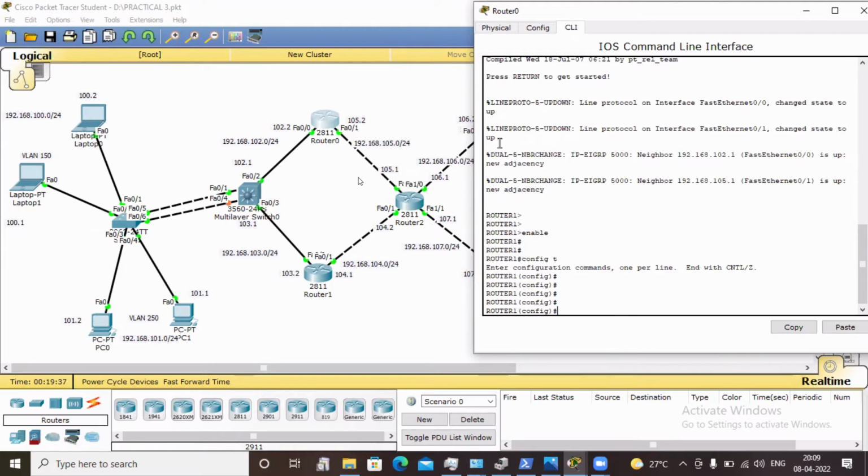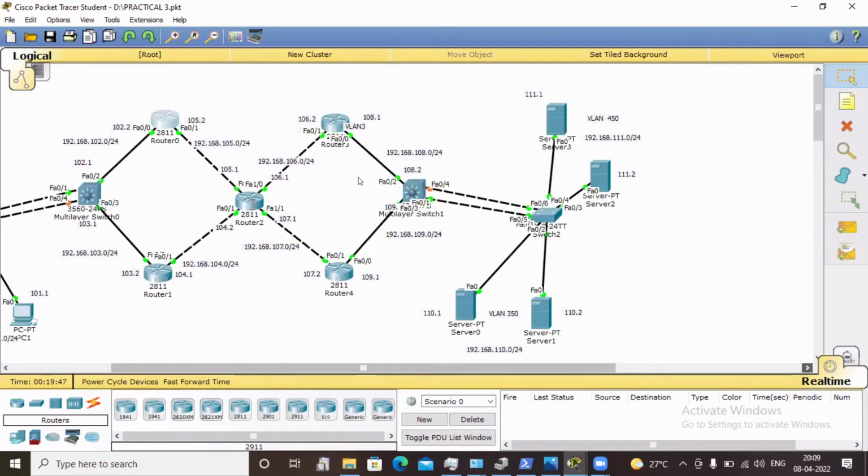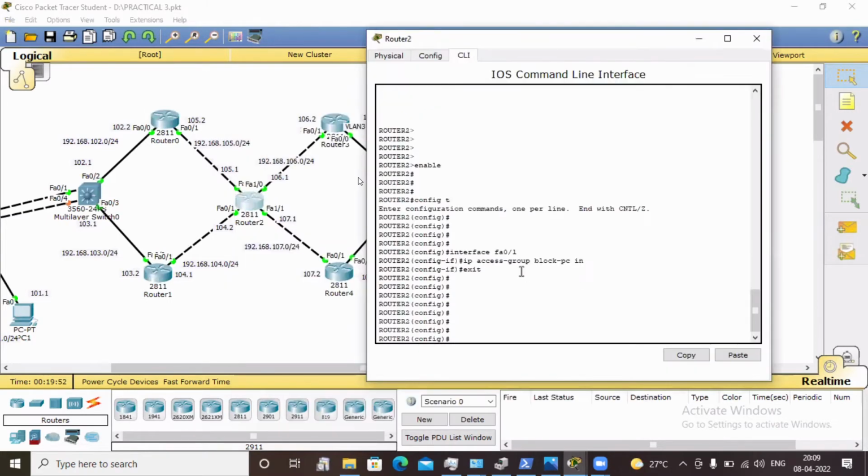Are you on the interface? Are you on router 0? Yes, router 0. We have to configure it on router 2. Don't go to router 0. Router 2 ports we have to configure. FA0/1/0.